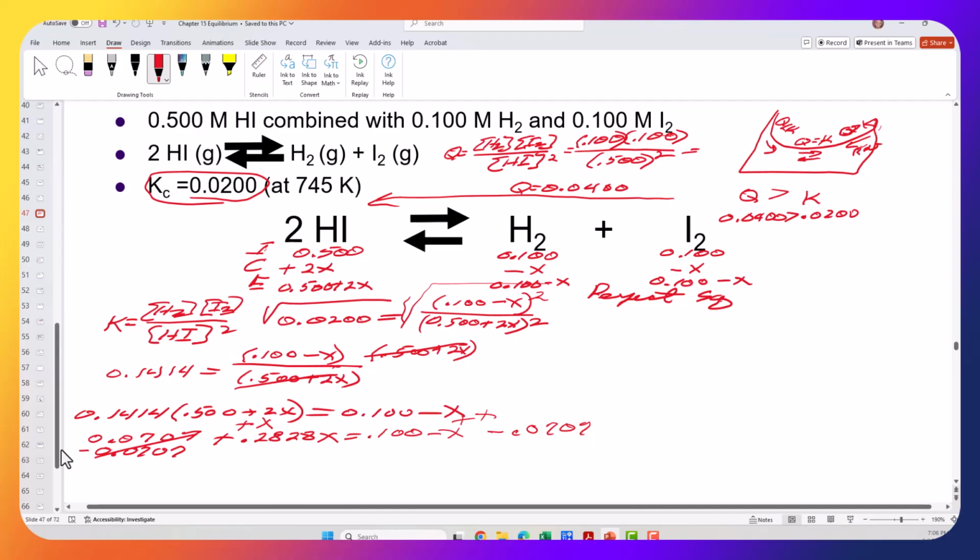Let's move up here where I have a little bit of room. So 1x plus 0.2828x gives me 1.2828x, and then 0.1 minus 0.0707, so that's 0.1 minus that, and that gives me, looks like 0.0293.